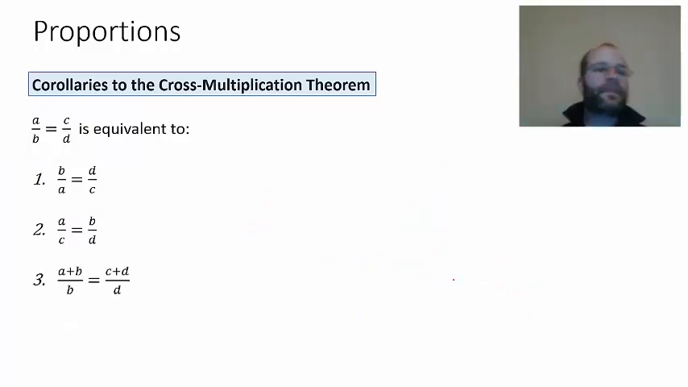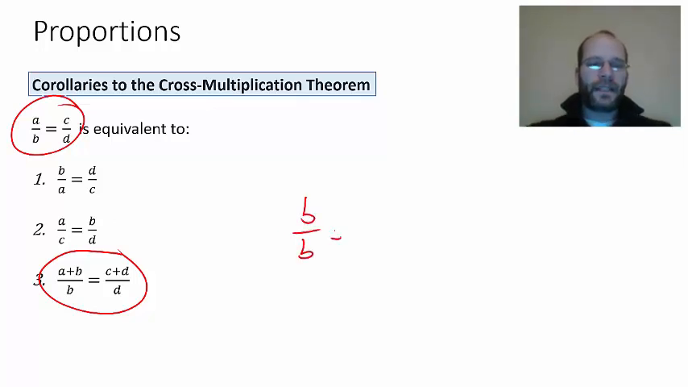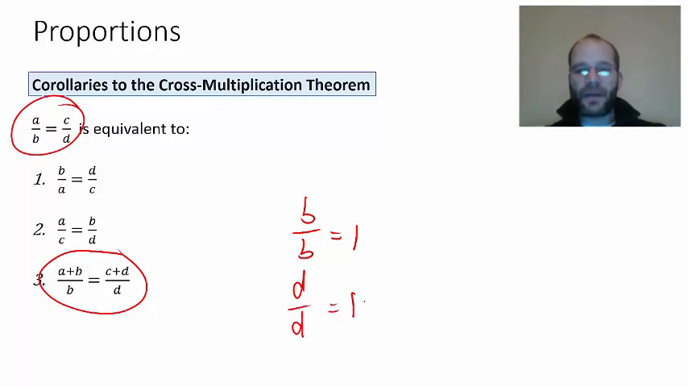If A over B is equal to C over D, then A plus B over B is equal to C plus D over D. Where did that come from? Let's take a look at that one. Remember that any number divided by itself is equal to 1. So B over B equals 1. D over D, or divided by D, equals 1. Which means, by the transitive property, B over B equals D over D.